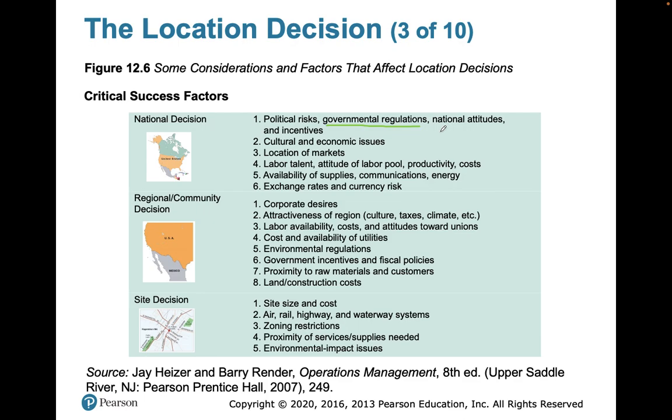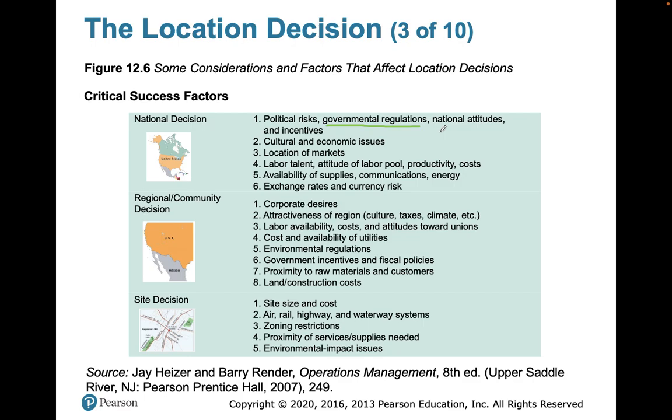So knowing the product first, you must be sure, in the location decision, if there's political interest in it, or government support for this type of product, or whether they have cultural and economic issues with it. Then location of markets, labor talent, attitude of labor pool, productivity, cost, availability of supplies. Are the resources you need to produce this available there? Can you actually produce it?